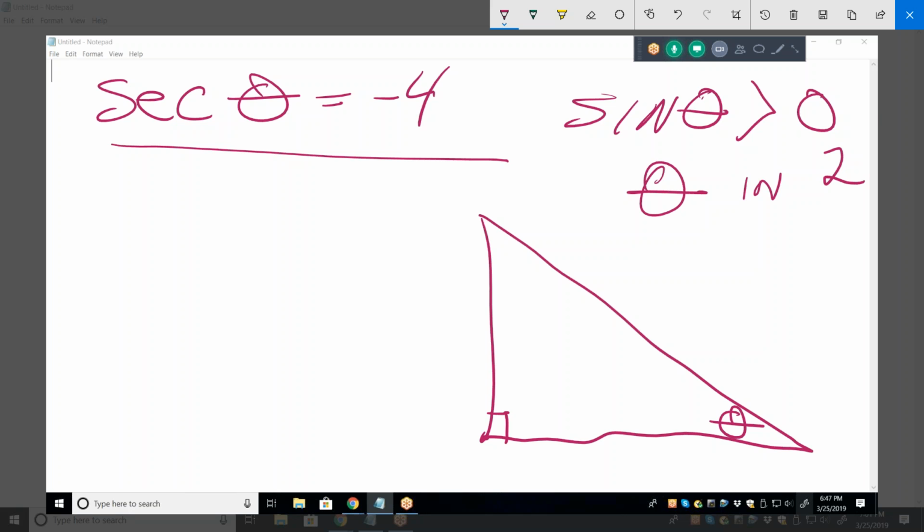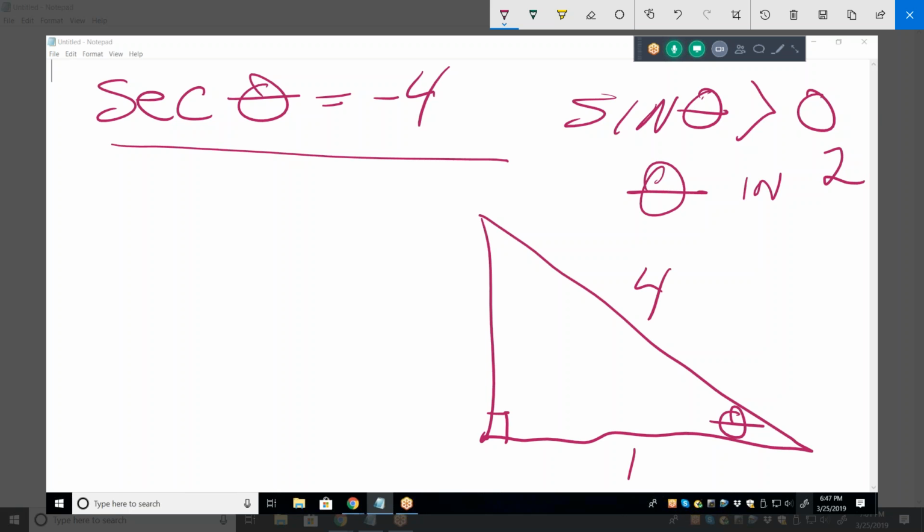Label it. So it'd be -4 over 1. No negative signs in that triangle. There are no dimensions that are negative. So 4 would be the hypotenuse, and 1 would be the side.